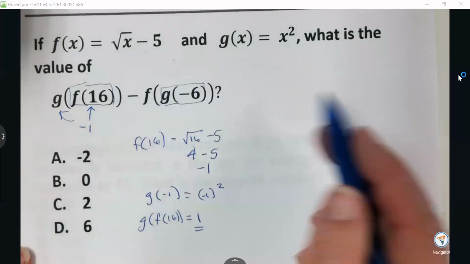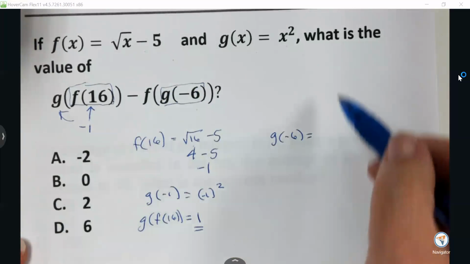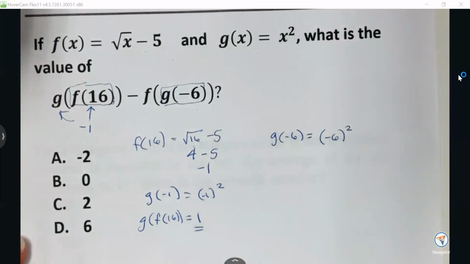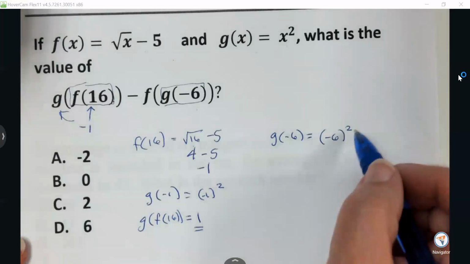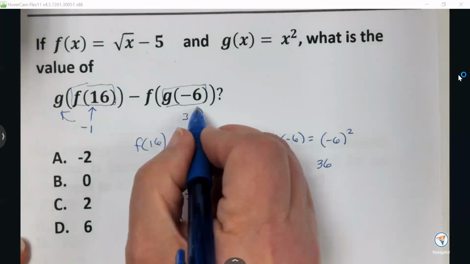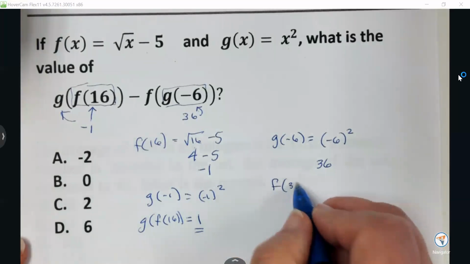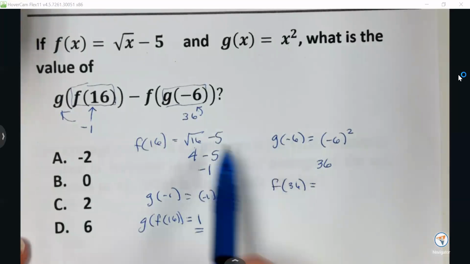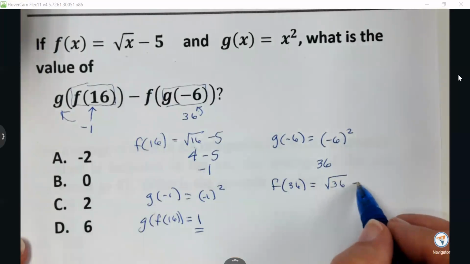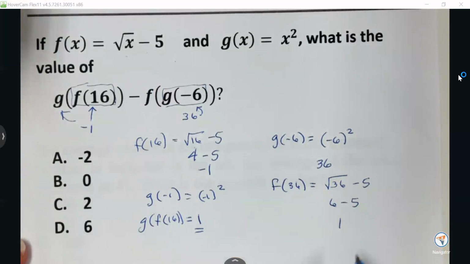I'll start on the inside, do g of negative 6. I need my g function, so I'll plug in negative 6 to the second power. Negative 6 times negative 6 is 36. That means 36 is this right here. So now I'll do f of 36. My f function is the square root of that, so the square root of 36 minus 5. Square root of 36 is 6, minus 5, which is 1.